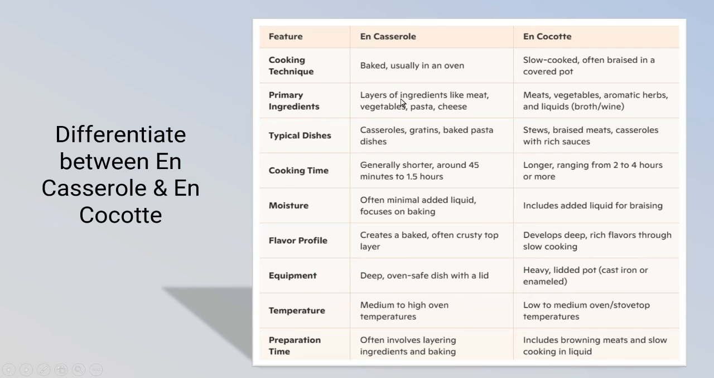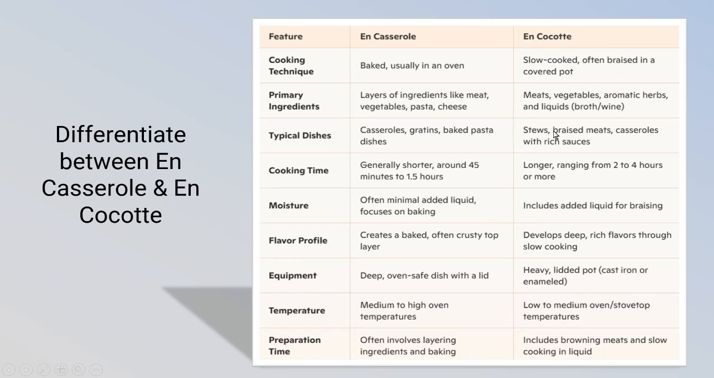Primary ingredients: layers of ingredients like meat, vegetables, pasta and cheese. These are cooked through this method, casserole. And in the case of cocotte, meats, vegetables, aromatic herbs and liquids. Liquids can be broth or wine, used for making cocotte, because little liquid is added, as I have mentioned. Typical dishes: it can be a casserole, a gratin, or baked pasta dishes like that.